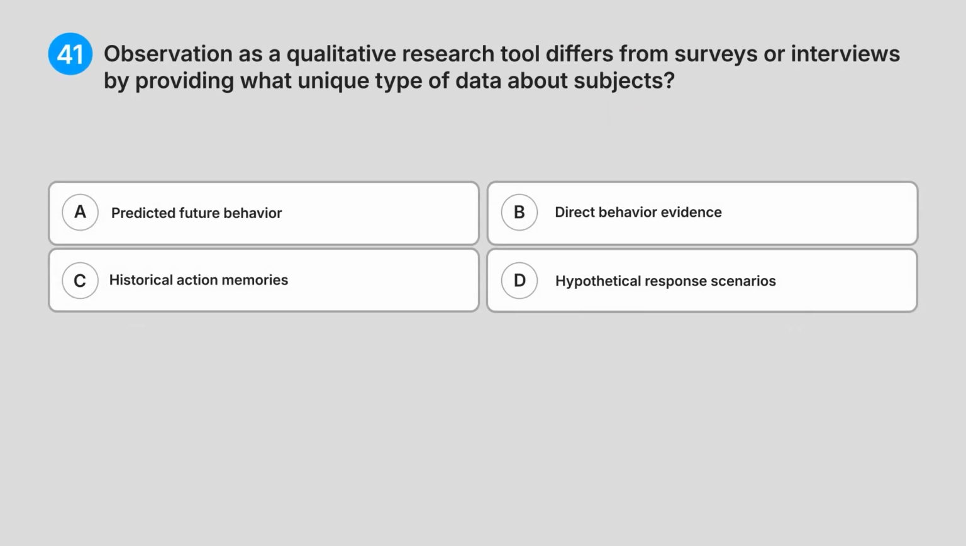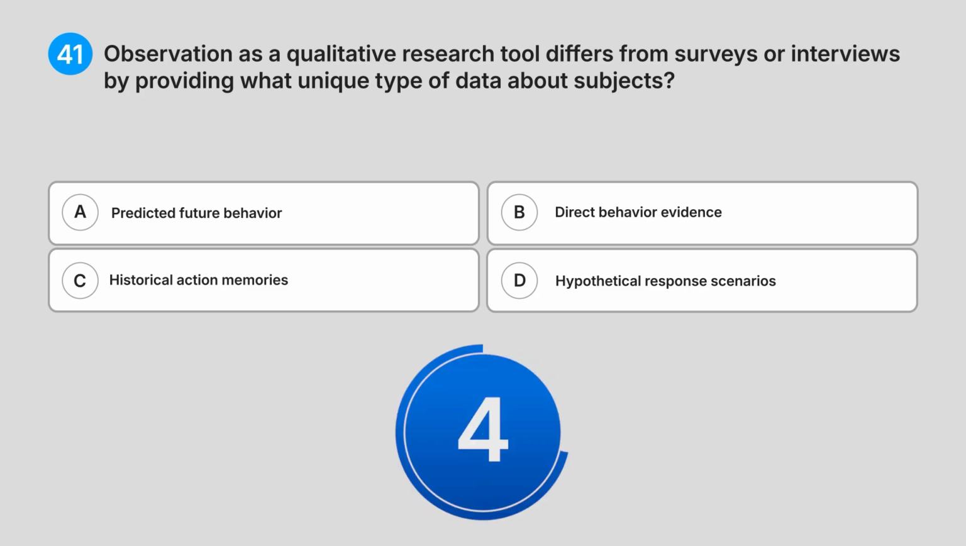41. Observation as a qualitative research tool differs from surveys or interviews by providing what unique type of data about subjects? A. Predicted future behaviour. B. Direct behaviour evidence. C. Historical action memories. D. Hypothetical response scenarios. Can you guess the answer?